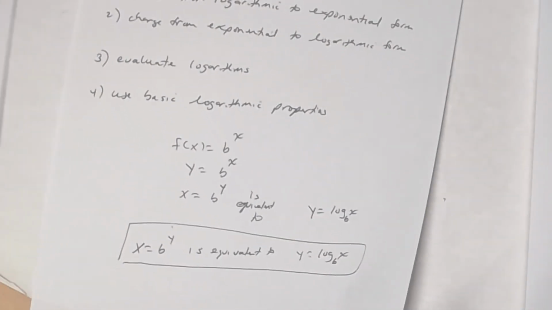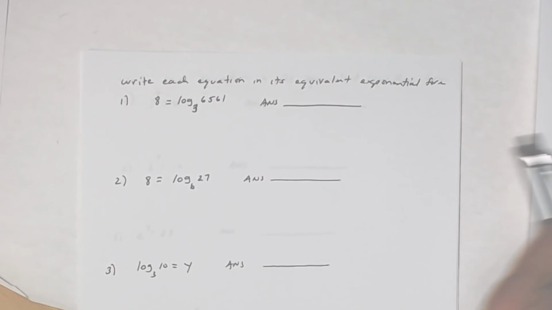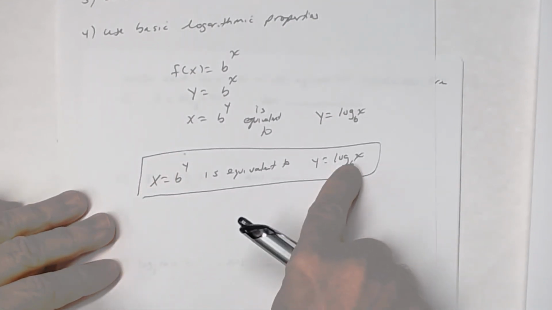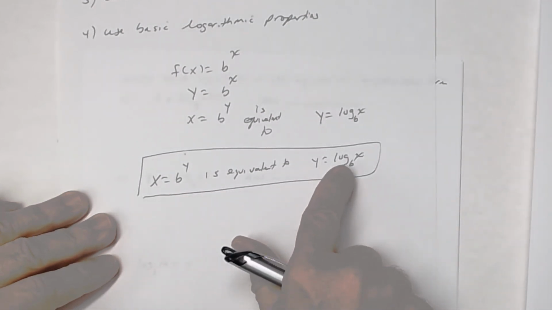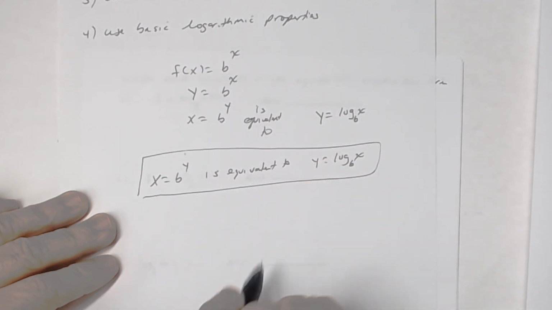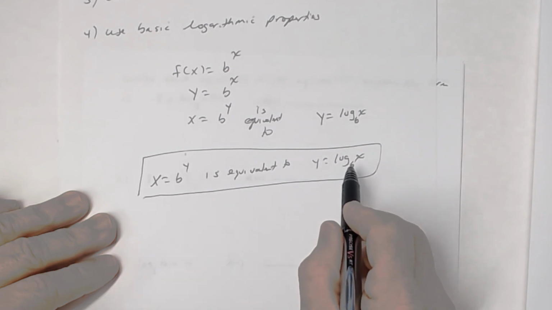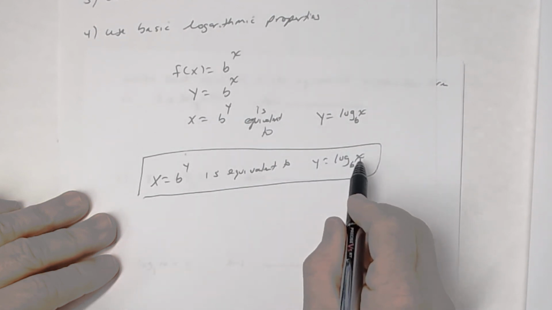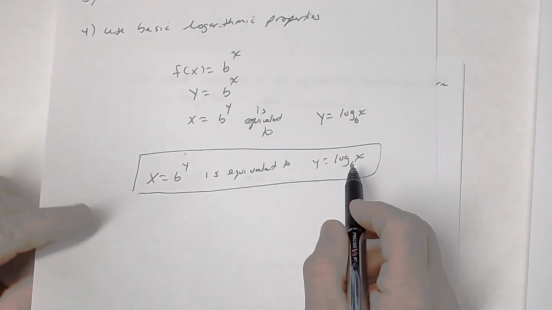All right, so let's look at the first one. Number one, the direction says write each equation in its equivalent exponential form. So once you know this relationship, you can go from an exponential to a logarithm or from a logarithm to an exponential. It is always easier to go from a logarithm to an exponential because to go from a logarithm to exponential, look at the base first. The base is b, so you can say b to the, and the exponent is going to be what's on the other side, equals the argument. b to the y equals the argument. Okay, that's always the easiest.